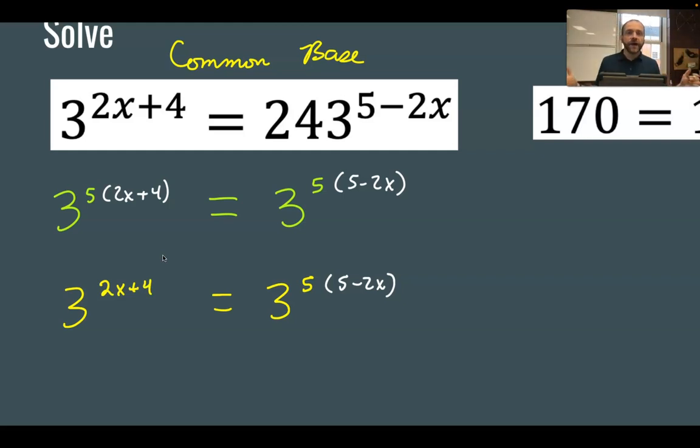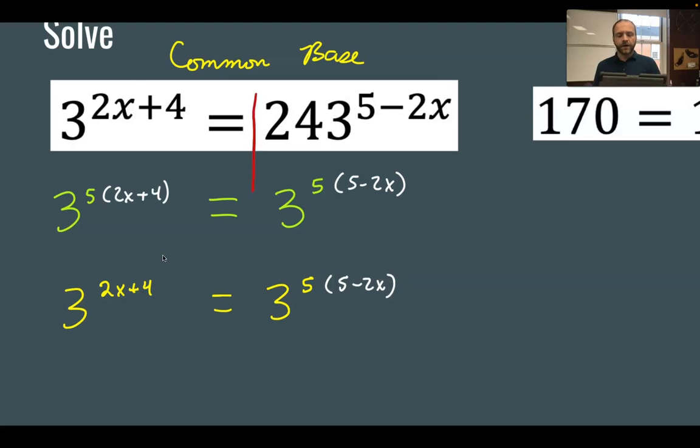Now, one of these students is right and one of these students is wrong. But they both have the general idea. They both realize you need to create common bases, which if you look, they both do. And they both realize we have to change 243 to 3 to the 5th power, which if you look at, they all did that, student A and student B. 243 is 3 to the 5th. There is nothing different on student A's side and student B's side. Their right side of that equation is completely 100% right. It's the left side that's different.